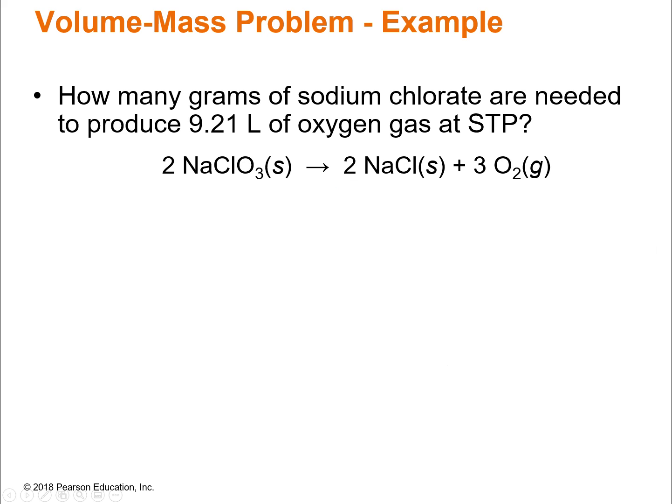Now we're going to do volume to mass. And this is kind of where we left off last week. So we did mass to volume, where we took some number of grams and converted that to some number of liters of a gas. Now we're going to start with some number of liters of gas and convert that to a mass. How many grams of sodium chlorate are needed to produce 9.21 liters of oxygen gas at STP? We always want to identify the problem.